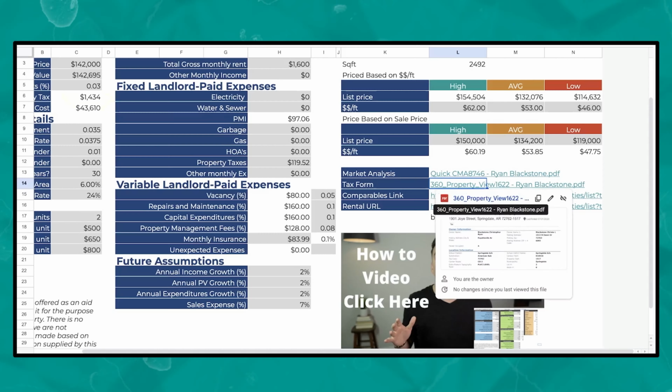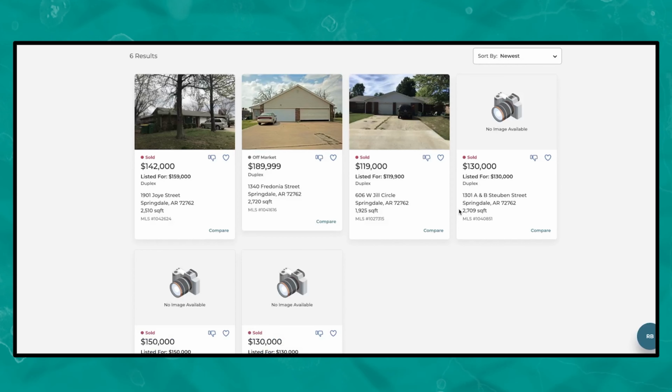The next is going to be the comparable link. So these are going to be the houses or the multifamily that are sold relatively next to it.